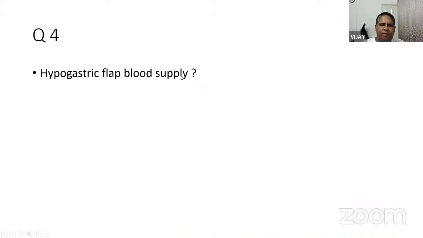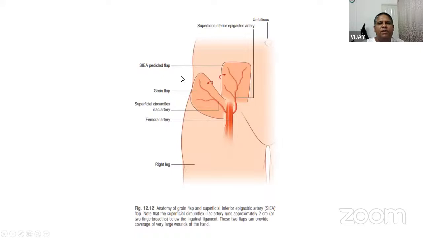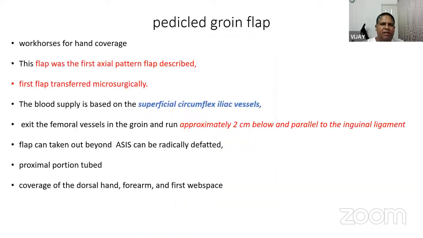Hypogastric flap blood supply is by... Two flaps are very important. The groin flap and the hypogastric flap are the workhorse flaps for hand reconstruction. This is a picture showing the groin flap, whose pedicle comes from the superficial circumflex iliac artery, and the hypogastric flap, whose pedicle is based upon the superficial inferior epigastric artery.